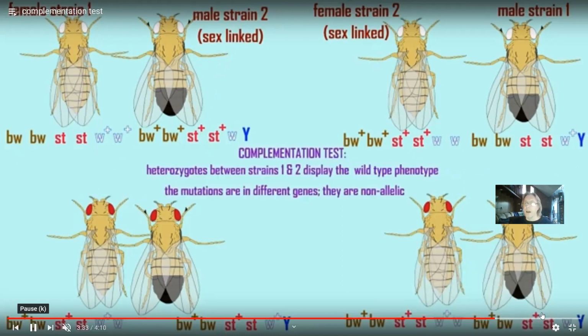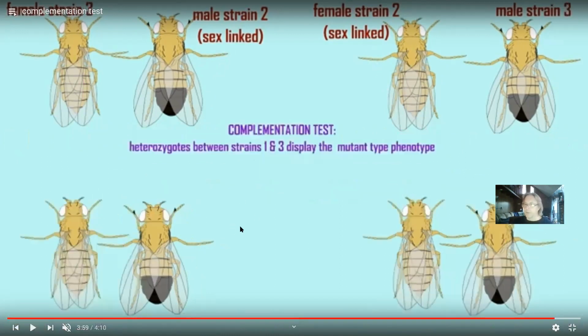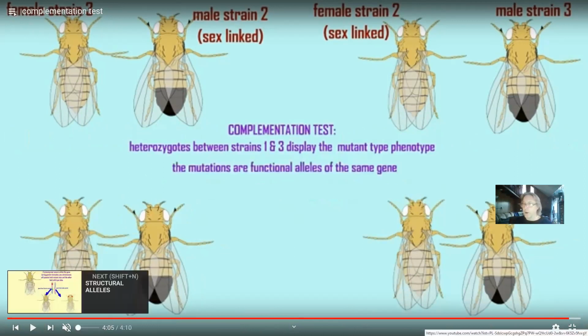They are non-allelic. Now, if we did observe that when you cross these strains, the heterozygotes between the 2 strains have the mutant phenotype, we would say, oh, these 2 strains have mutations in the same gene causing white eyes. They are alleles. They are functional alleles of each other in the same gene. So with complementation tests, we can show whether 2 different mutations are in the same gene or in different genes.